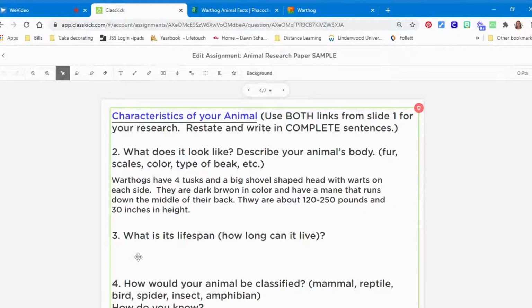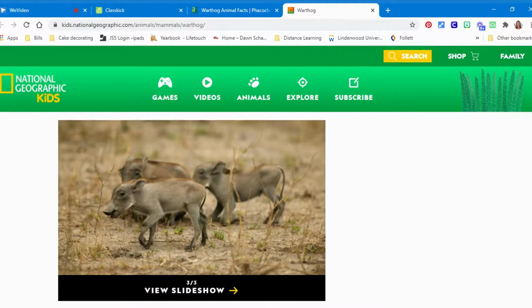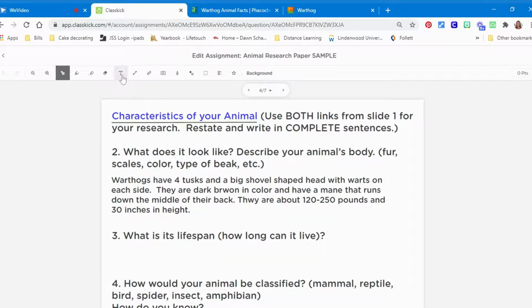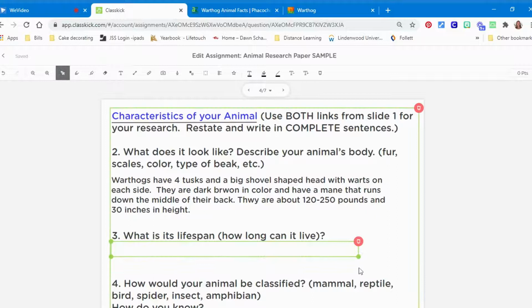Question number 3 on slide 4 is what is its lifespan, which means how long can it live? Well, I remember seeing over here on National Geographic that in the green box, it told me the average lifespan in the wild, and it said 15 years. So that's what I'm going to put over here. And remember, you're going to restate. So I would say a warthog can live 15 years in the wild. Or I could have said a warthog's lifespan is 15 years in the wild.